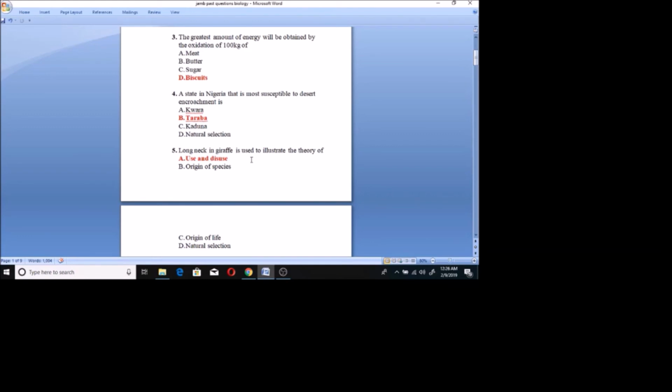So let's move on to number 10. If a child can receive blood from all donors, he belongs to the blood group A. O, B. A, C. B, D. AB. The answer is blood group O, option A, because if your blood group is O, you can receive blood from all donors, whether the person donating blood to you is A, O, B, AB, or any of them.